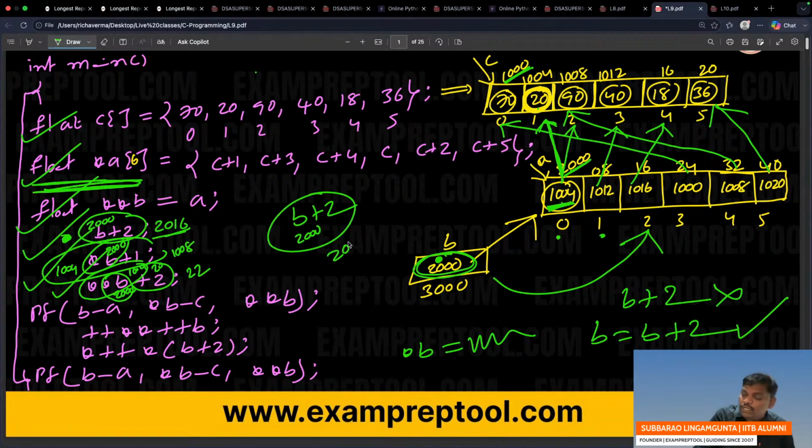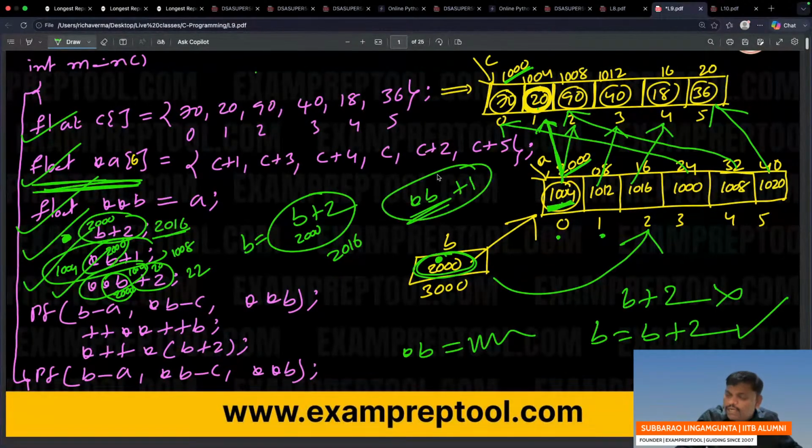It is 2016, so I cannot update. It is not B is equal to B plus 2. B means you are inside only. Because you are inside, if I do B plus 2, you cannot update. In a similar way, star B, you are inside only. If I do plus 1, I cannot update this. Until unless there is an assignment, I cannot update.